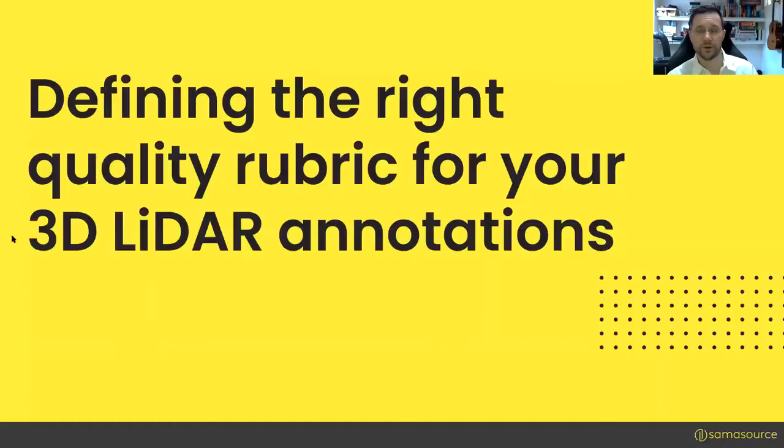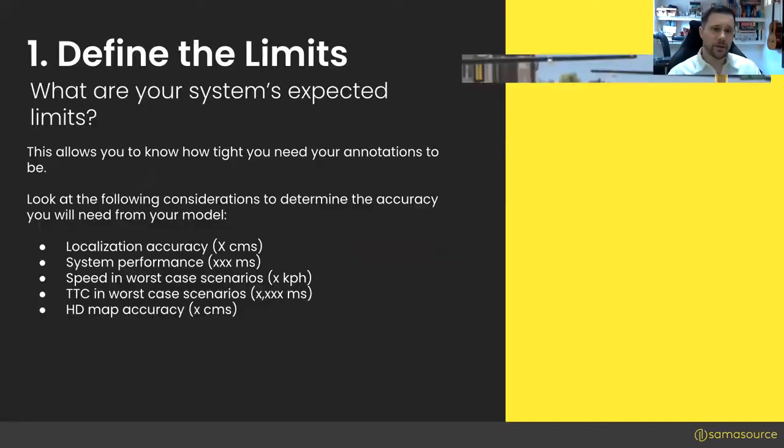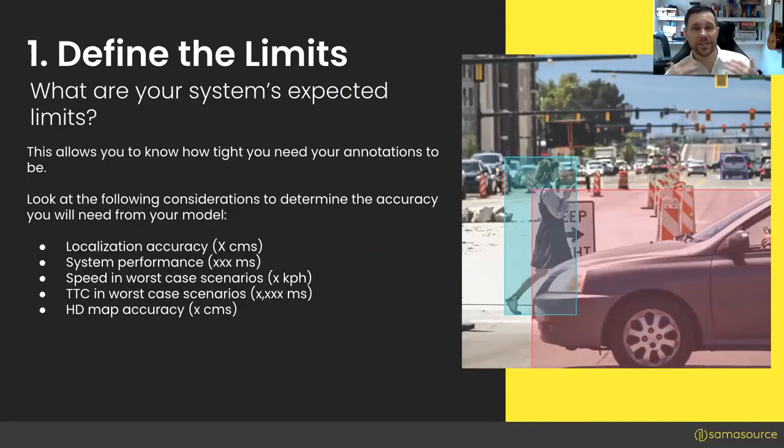So we're going to move into creating your quality rubric for 3D LiDAR annotations. I'm going to spend a fair bit of this presentation on this area, because once you've collected your data, getting the right annotations for your model is going to really define how far you can push your models. So step one is you want to define the limits of your system. So this is understanding how tight do my boxes need to be? How far away do I want to actually detect things? It really lets you figure out the limits of it.